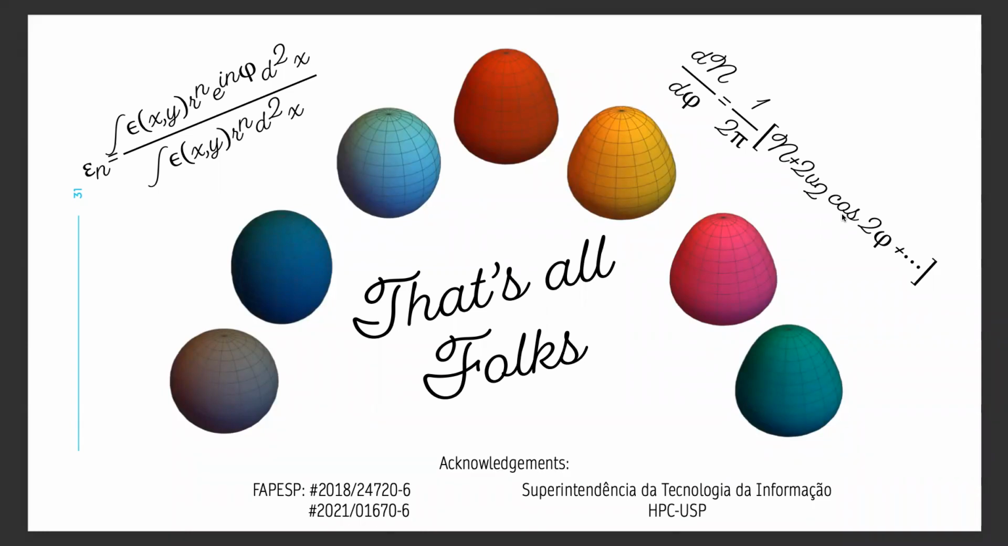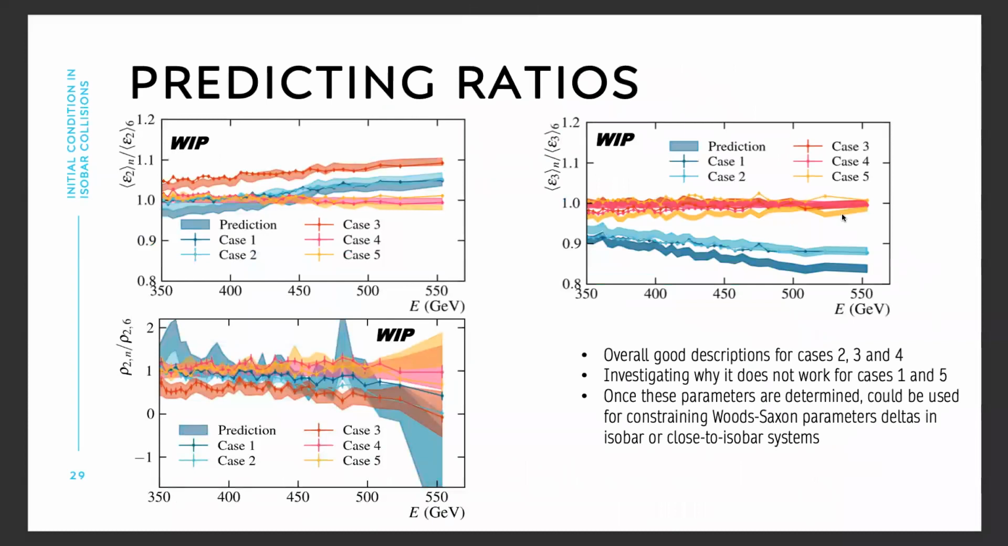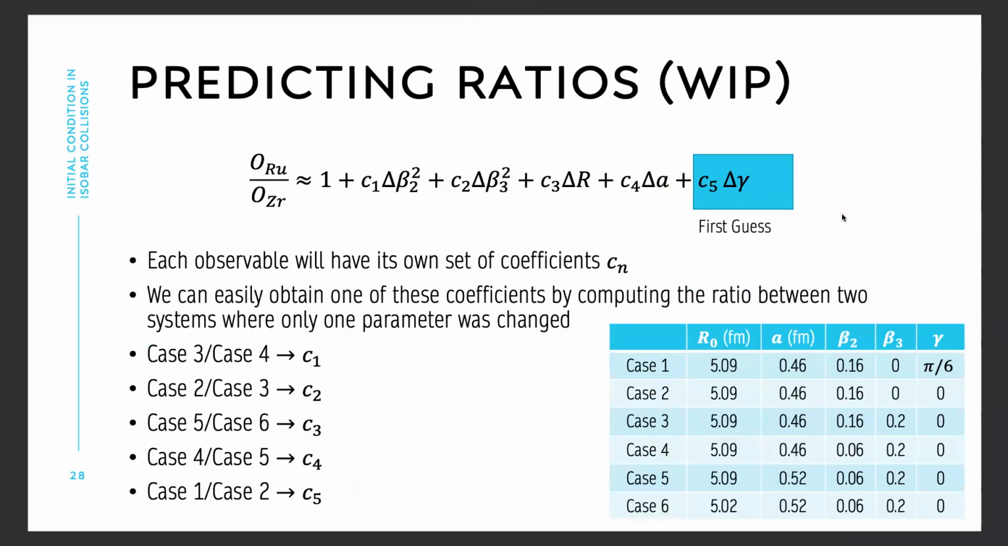Very nice talk. Are there questions? Yeah. On slide 28, we have the beta delta gamma. I think from observables, we always observe that the dependency is in cosine of 3 gamma. So wouldn't it be like beta delta cosine of 3 gamma rather than just delta gamma?